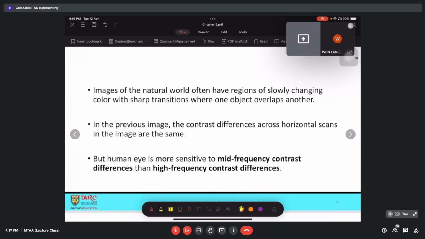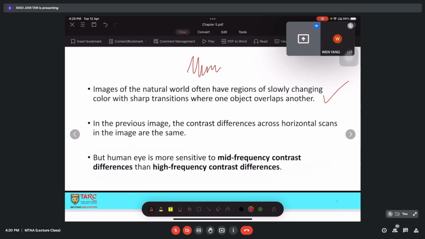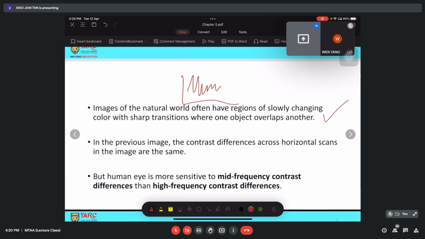Okay. So images in the natural world have regions slowly changing color. This is also one of the motivations, because it's unlikely to have an image with a very sharp change in terms of intensity. Even when you snap something very fuzzy, it's very unlikely to have something like this, because all images from nature tend to have a very smooth transition within an object.